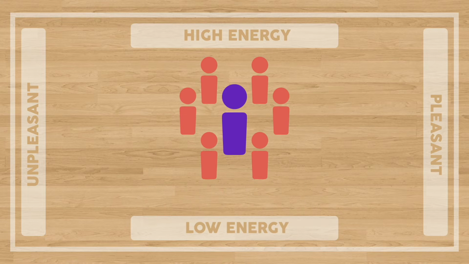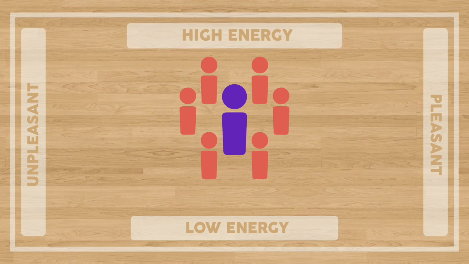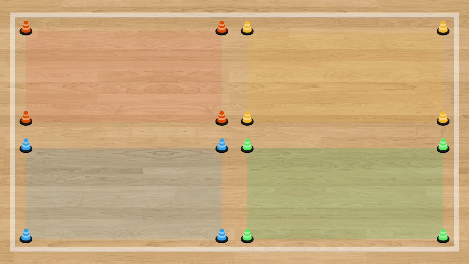Now that students have a better understanding of the pleasantness and energy scales, we're ready for build 3. In build 3, we're ready to play Emotions Mixup. To do so, the teacher will use color-coordinated cones to divide the playing area into 4 zones: red, blue, green, and yellow. The teacher will then explain how the mood meter has the same 4 zones and how each zone has its own energy and pleasantness rating.